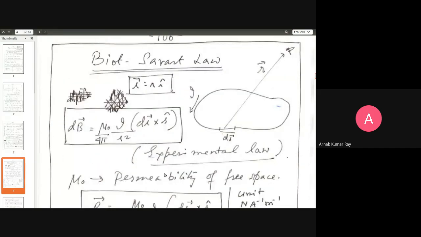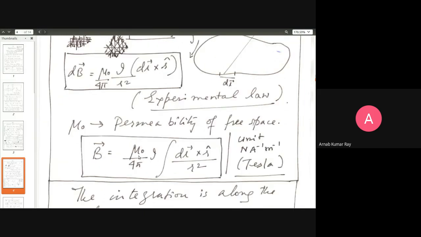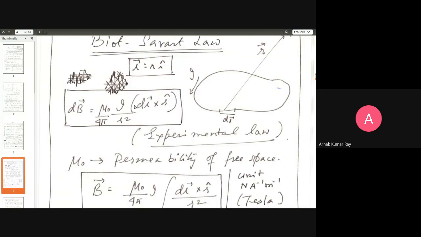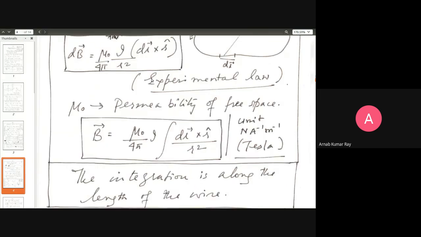Mu naught is the permeability of free space, as epsilon naught was known to be the permittivity of free space. And here's the magnetic field, where you integrate this thing; integration of dB will give you B. Mu naught I, we are talking about a steady current still, so I is not a variable. In any case, the integration is not over time. So mu naught I by 4 pi, you have taken it out. And then you have got dl cross r cap divided by r squared. And then you integrate this thing.